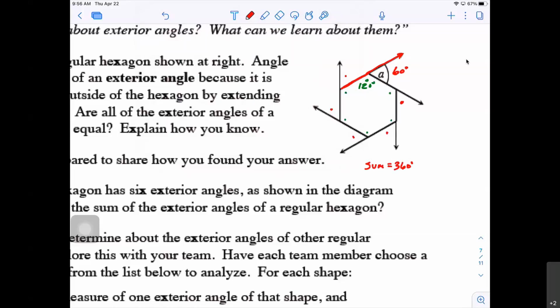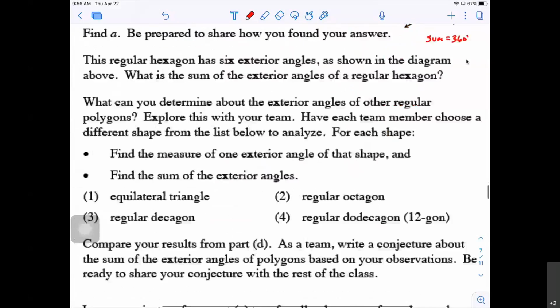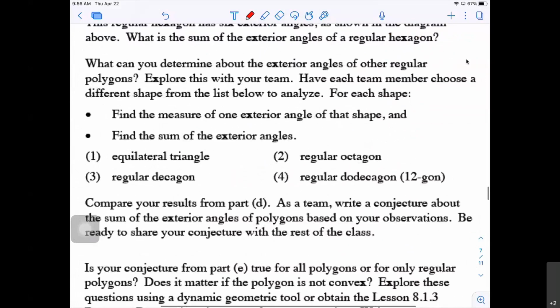Here's what I want you to do now. Here's the next thing. Now the question is, that's a hexagon. Let's look a little bit closer at four other shapes.